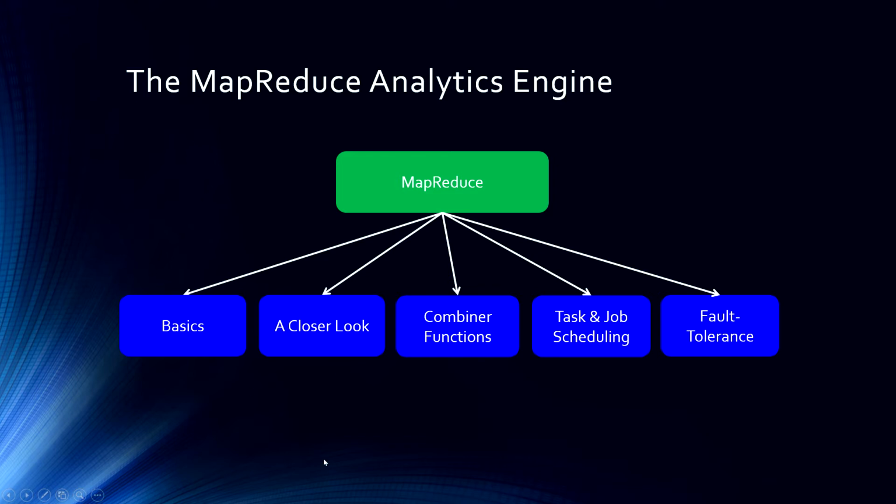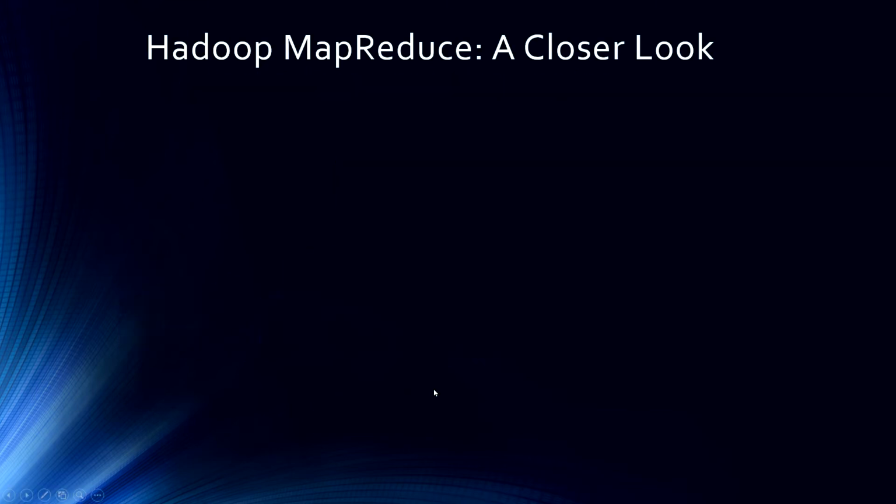So we discussed some basics about MapReduce. We'll take a closer look now. We'll see the combiner functions, how the combiner works, task and job scheduling, and fault tolerance. So let's get started.